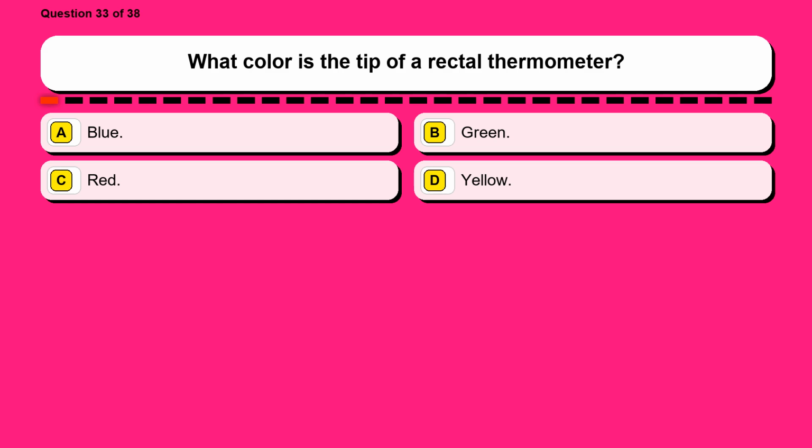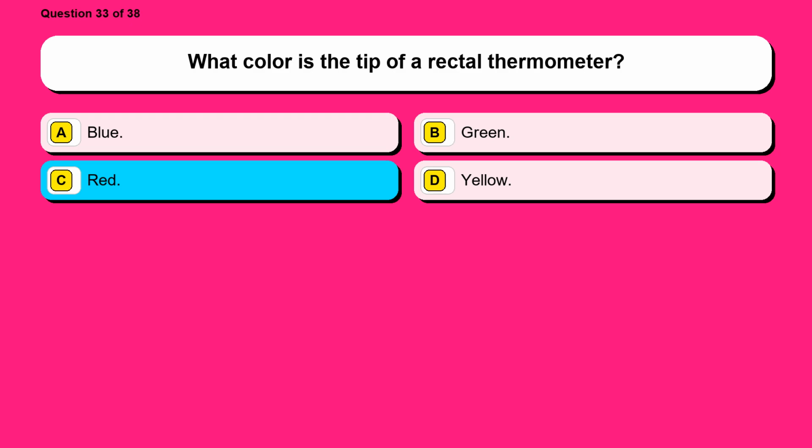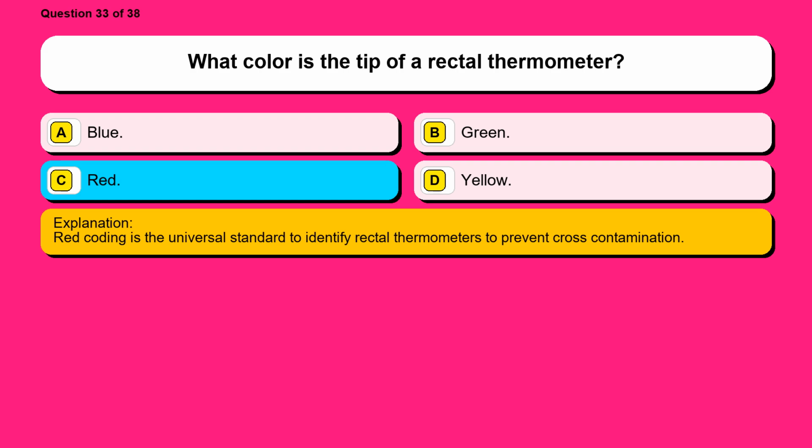Question 33. What color is the tip of a rectal thermometer? Option A, blue. Option B, green. Option C, red. Option D, yellow. The correct answer is option C, red. Red coating is the universal standard to identify rectal thermometers to prevent cross-contamination.